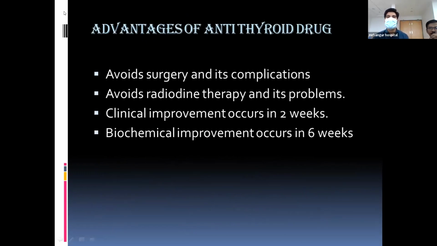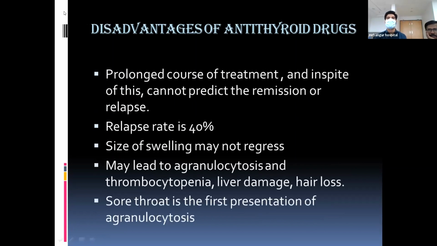Now, what are the advantages of anti-thyroid drugs? It avoids surgery and its complications. It avoids radioiodine therapy and its problems. And clinical improvement will be seen within 2 weeks, and biochemical improvement occurs in 6 weeks after anti-thyroid drug therapy. What are the disadvantages?